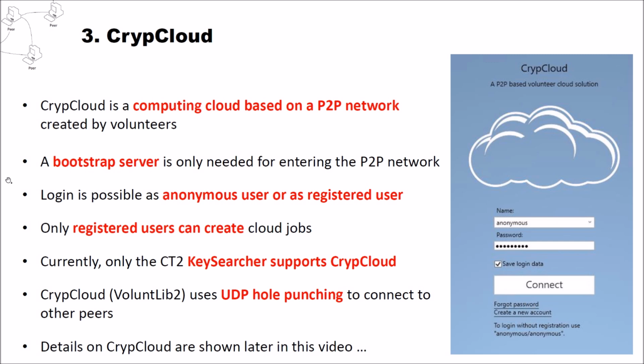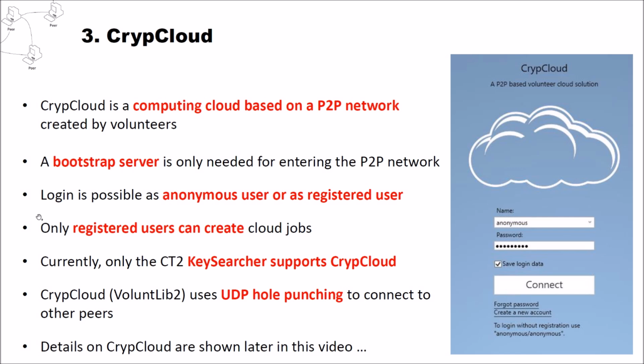To log in to CrypCloud, a bootstrap server is only needed for entering the peer-to-peer network. So you might see CrypCloud and say, okay, but it connects at startup to the server. So you said you want to get rid of the central server. Yes, that's true. But to find an entry node into the peer-to-peer network, that bootstrap server is needed. After you have connected to CrypCloud, and there are many users then in CrypCloud, it could happen that you also close the connection to the bootstrap server and you are only connected via the other peers, because peers are interconnected to each other also.